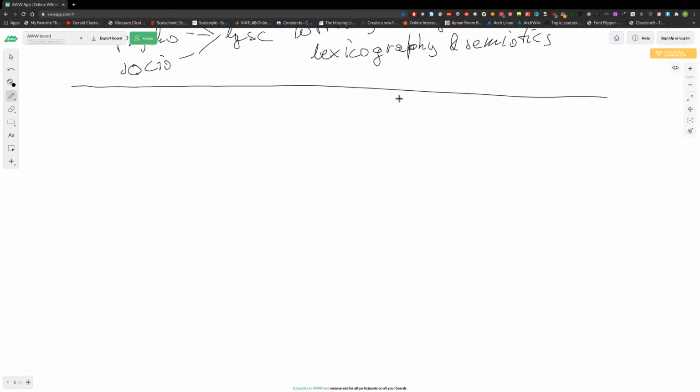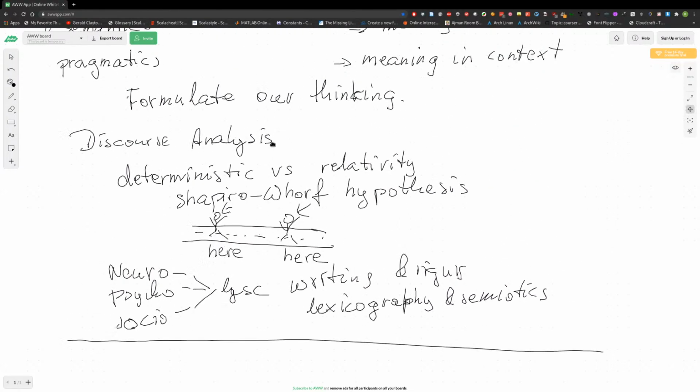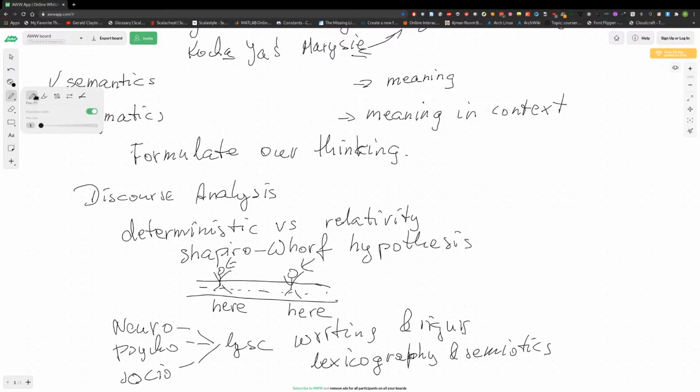Metaphors. Yes, metaphors are the idea under pragmatics. So generally, figures, we call them figures of speech.